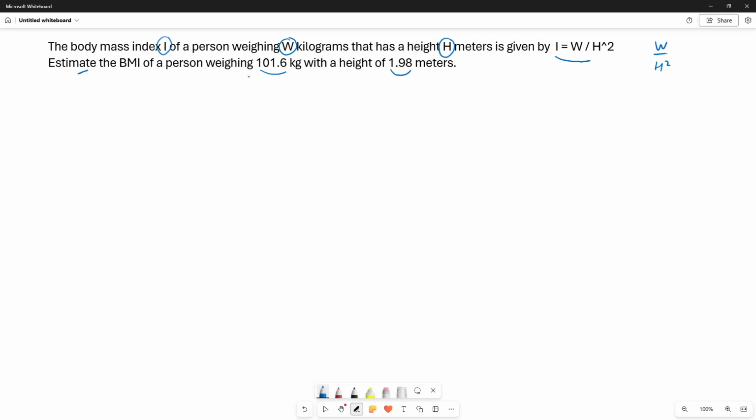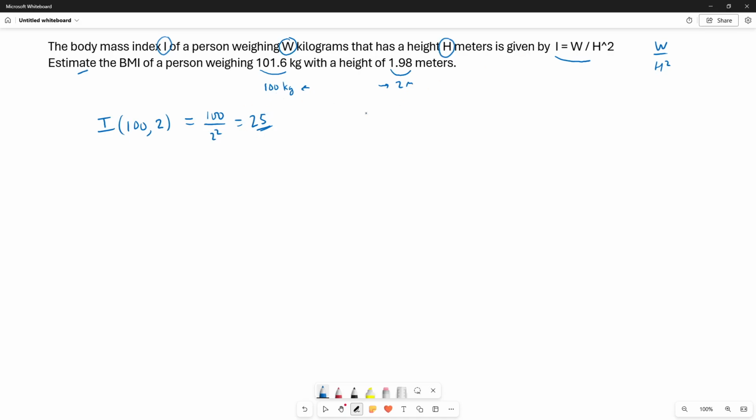So to do this, we will notice that 101.6 kilograms is very close to 100 kilograms, and 1.98 meters is very close to 2 meters, and we can calculate the body mass index of a person weighing 100 kilograms with height 2 meters. We can calculate that exactly from this formula easily. It's 100 divided by 2 squared. 100 divided by 4 is 25. So a person with these characteristics would have a body mass index of 25. So we would expect the person with the given characteristics to have a body mass index close to this.